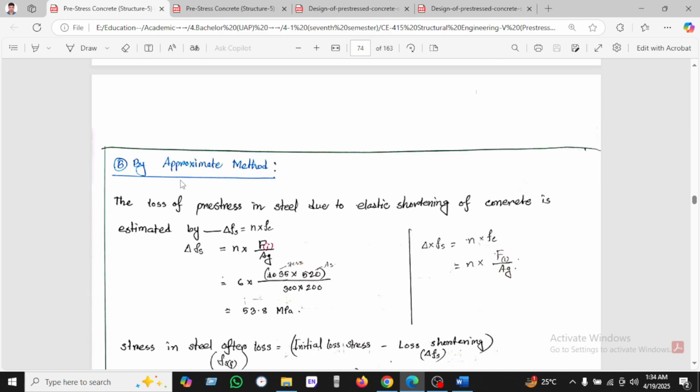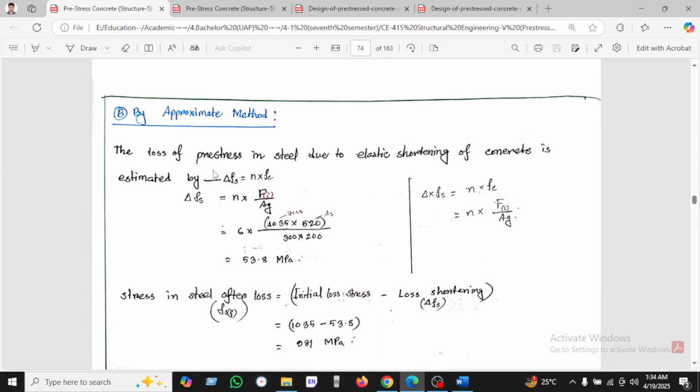Now we will solve this by the approximate method. The loss of prestress in steel due to elastic shortening of concrete is estimated by delta Fs equal to n into fc.